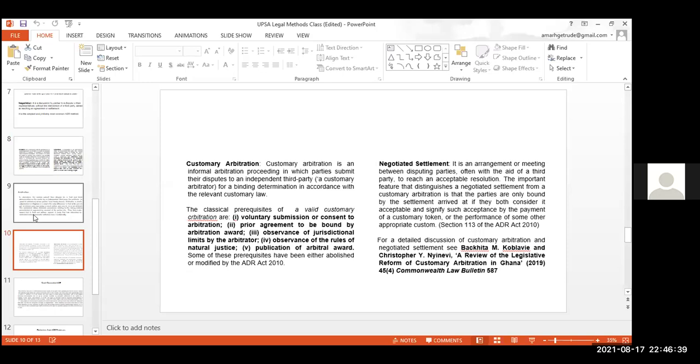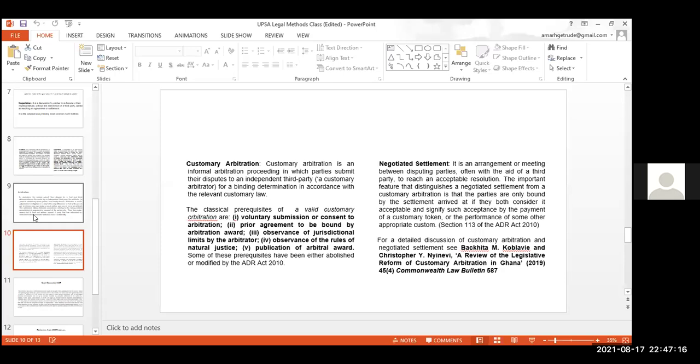Okay, so simply speaking, when we talk of customary arbitration, we are simply looking at an informal arbitration proceeding in which the parties submit their disputes to an independent third party, who is called a customary arbitrator, for a binding determination, just like we do in arbitration, but this time around in accordance with the relevant customary law.